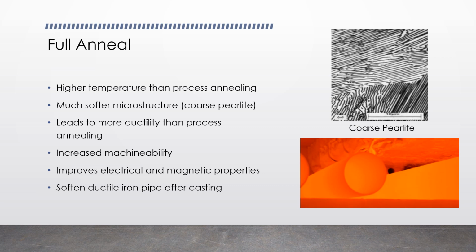On the right, we can see a metallograph of coarse perlite. The dark black regions are a ferrite matrix, and the white are stacked cementite sheets. A common application of full annealing is softening ductile pipe after it is cast.